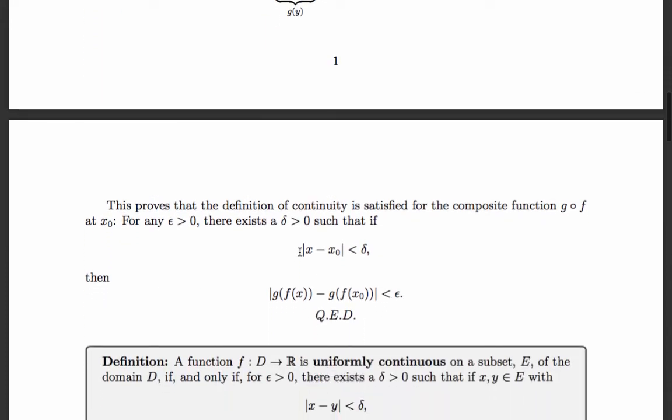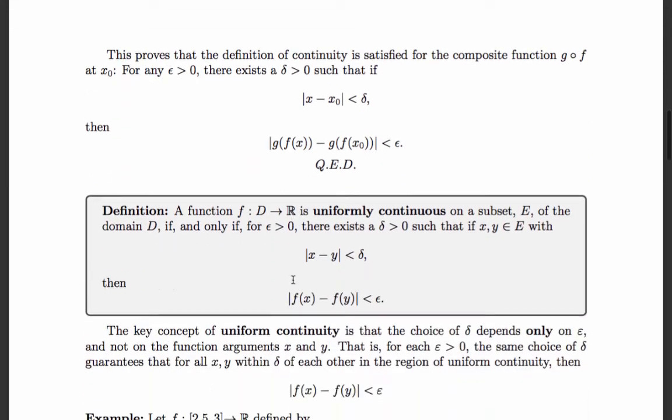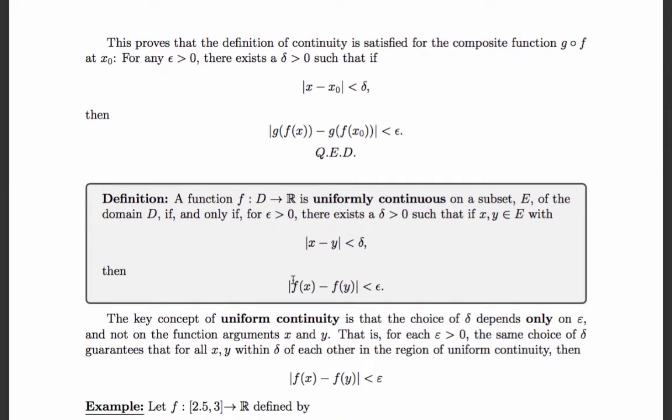In other words, so long as |x minus x naught| is less than delta, the absolute value of g of f of x minus g of f of x naught is less than epsilon. QED, says I.